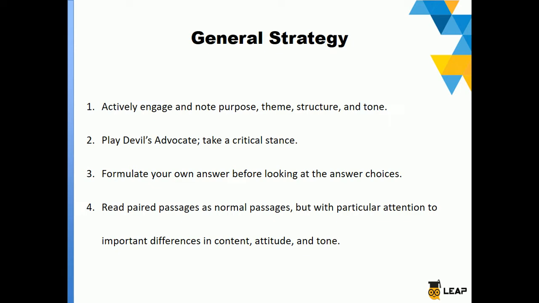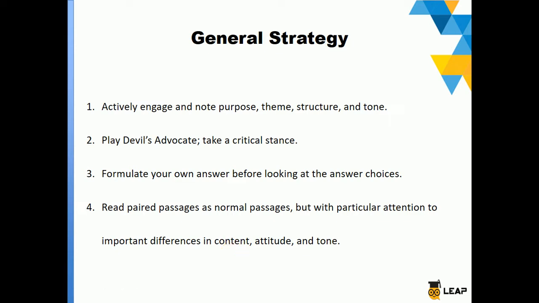First of all, when you read, it is important that you read actively. So the very first point is actively engage and note purpose, theme, structure and tone. Now what these 4 terms mean is something that I've made explicit in my previous video, but I will still tell you about them one more time as I go to my next slide.